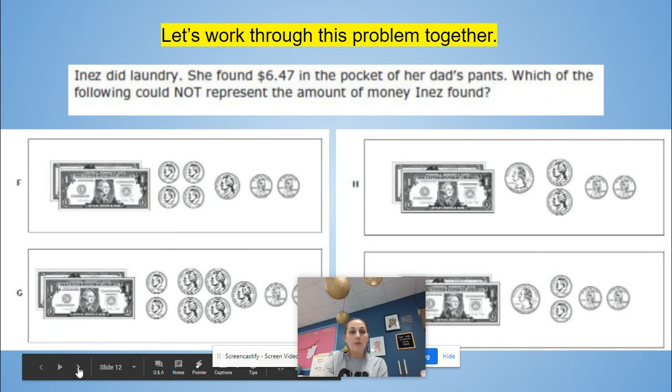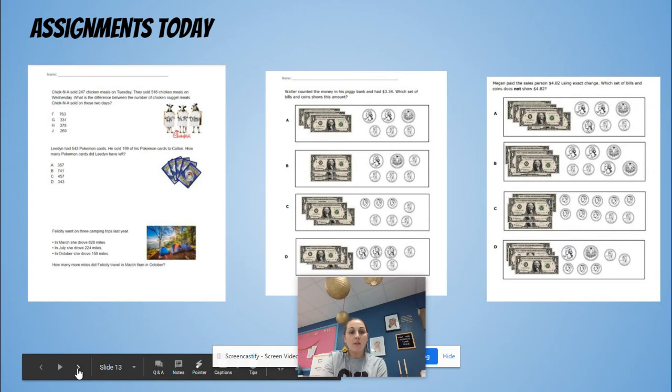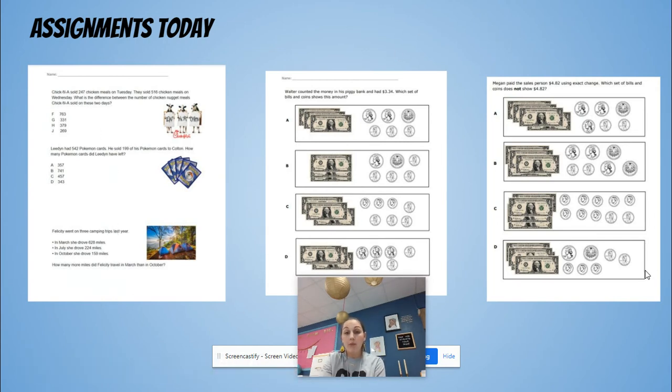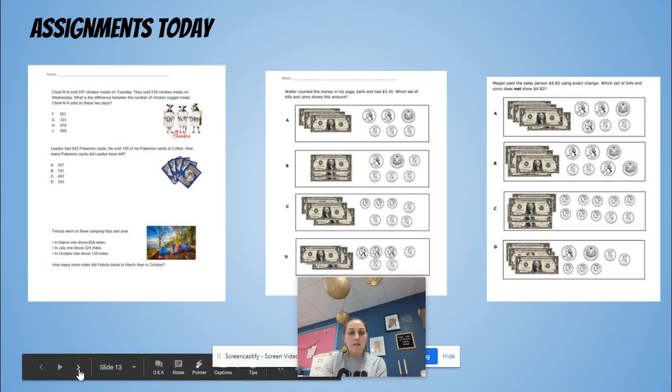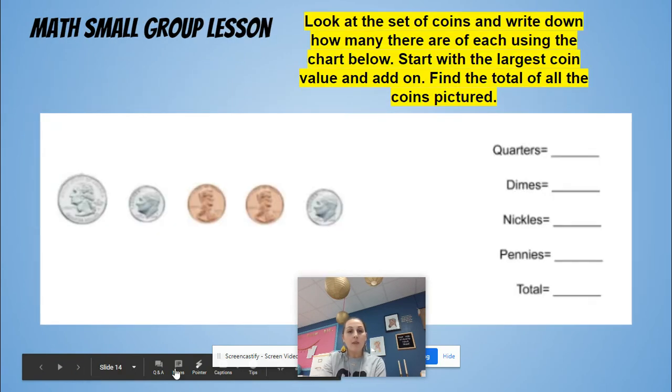All right, we're going to skip over this slide and look at that next week. And then here are your assignments for today. These are in the Friday Math Science folder. You have 3 word problems here, and then you have 2 money problems, okay? So you can work through those today for your assignment.